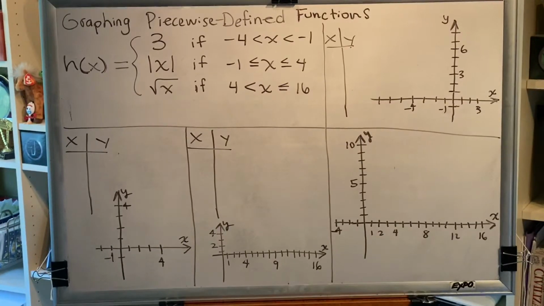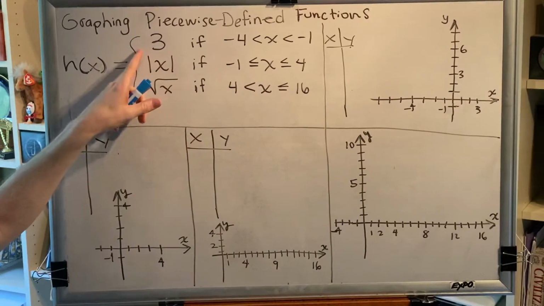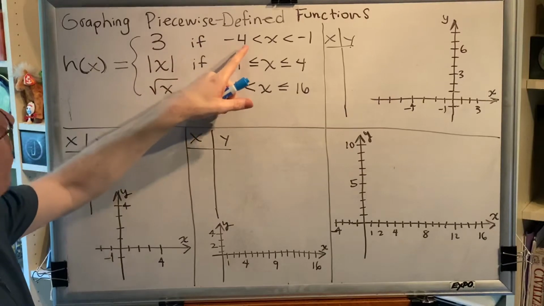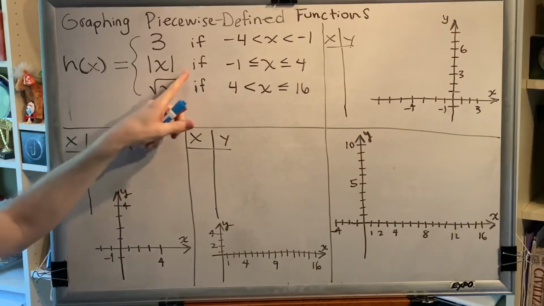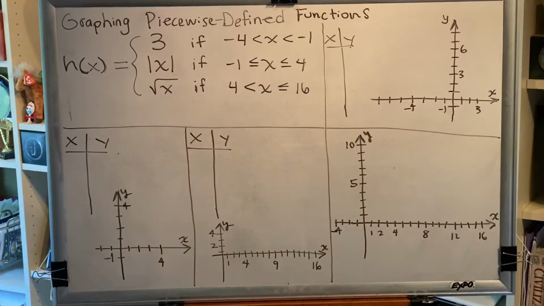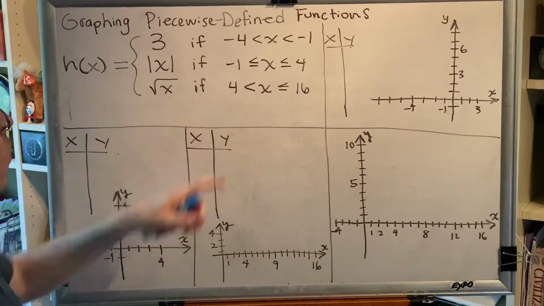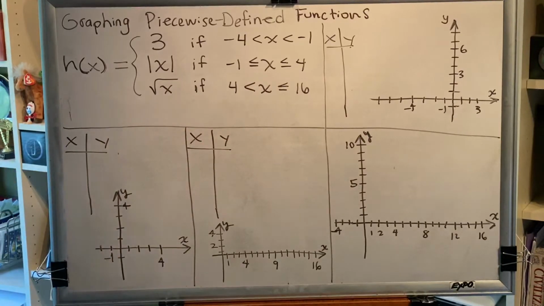The topic of this video is graphing piecewise defined functions. All right, let's look at this problem. h of x equals 3 if -4 is less than x is less than -1. Absolute value of x if -1 is less than or equal to x is less than or equal to 4. And square root of x if 4 is less than x is less than or equal to 16.